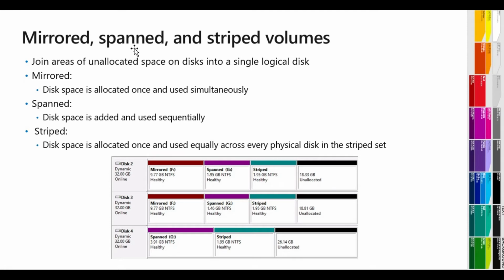Now, what are mirrored, spanned, and striped volumes? They join areas of unallocated space on disk into a single logical disk. Mirrored disk means disk space is allocated once and used simultaneously, such as disk 2 and disk 3. Mirror disk means in two disks you have the same thing. So if one disk is not working, another disk will work. That is called mirror disk.